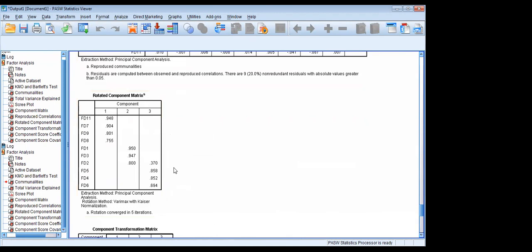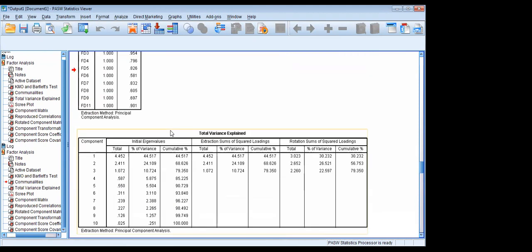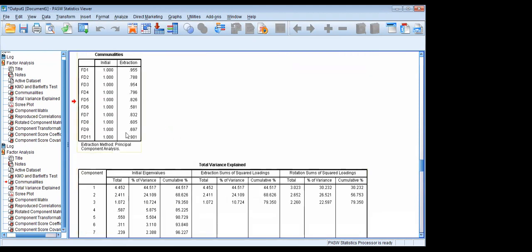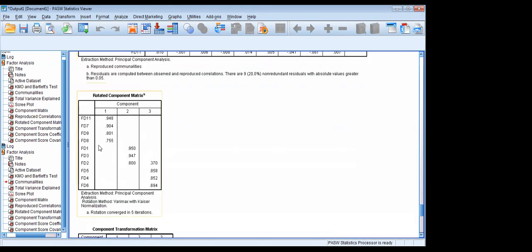FD6. Okay. What about another variable I have listed out? FD9, okay, I said it. FD8 also, I said. Where is FD8? Financial discipline 8. It is in the first 0.75, leave that. Don't eliminate that. It is good.